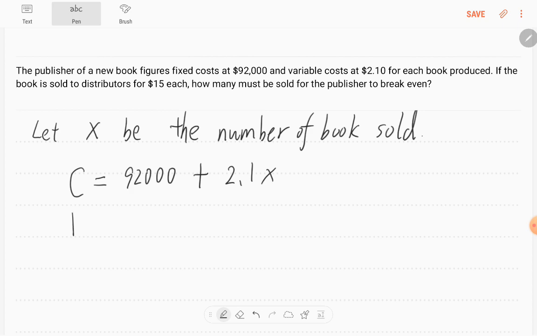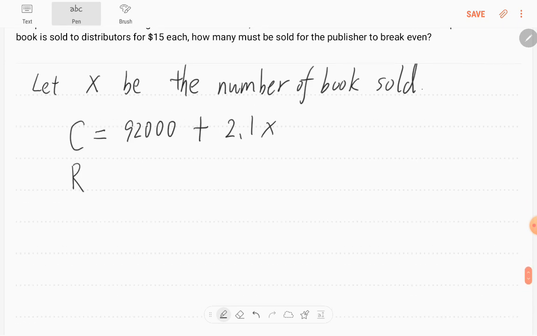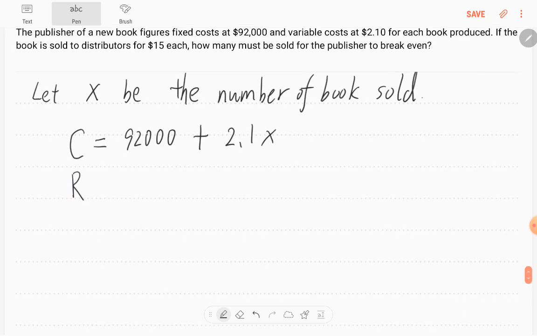And what is the revenue? The revenue is, if these X books are sold to the distributor, the publisher will earn 15 times X, which is the revenue. So for the publisher to break even, the revenue should be equal to the cost, right? This is the break even.